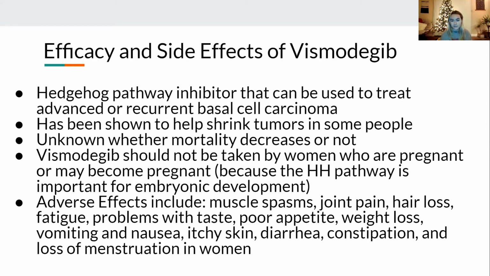Vismodegib should not be taken by women who are pregnant or may become pregnant because the hedgehog pathway is important for embryonic development. Adverse effects include muscle spasms, joint pain, hair loss, fatigue, problems with taste, poor appetite, weight loss, vomiting and nausea, itchy skin, diarrhea, constipation, and loss of menstruation in women.